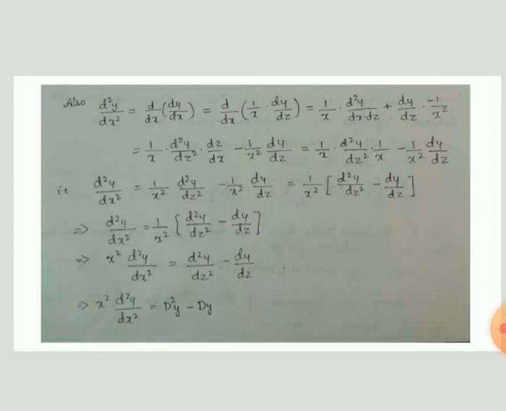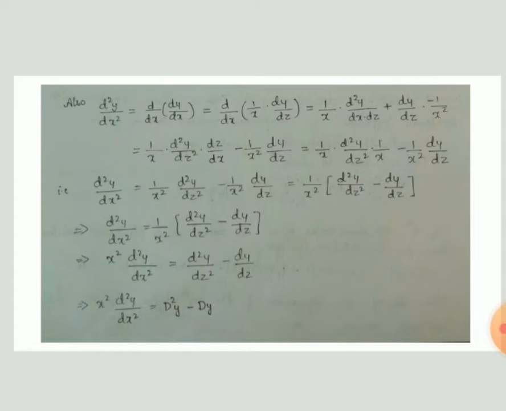Now observe that d²y/dx² can be written as 1/x into 1/x for the first term. So that is (1/x²)·d²y/dz² minus (1/x²)·dy/dz. Again observe that both terms contain 1/x² as common, so we can take that outside. At that time we can write d²y/dx² as (1/x²)(d²y/dz² − dy/dz).